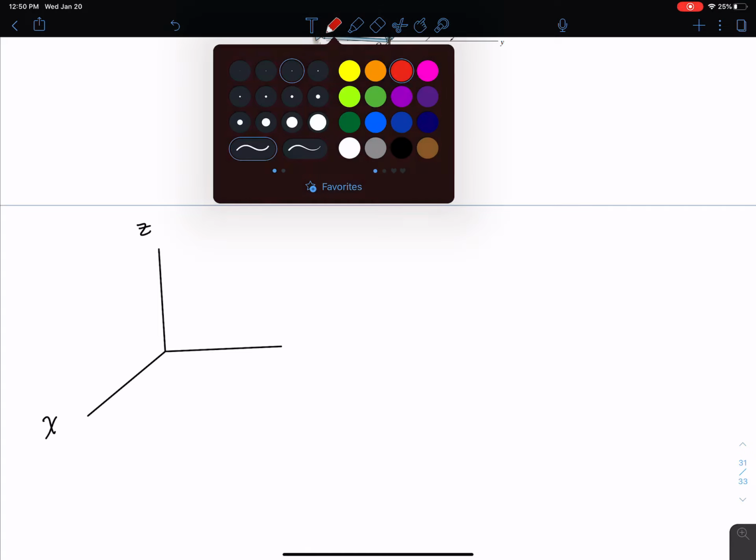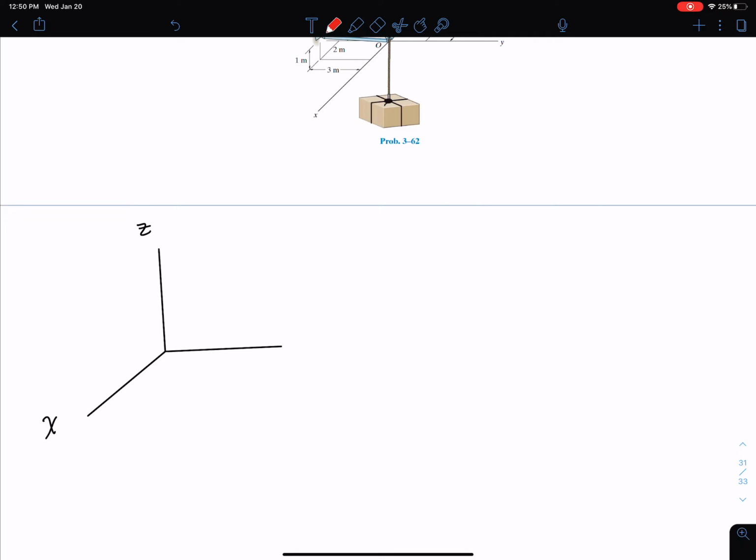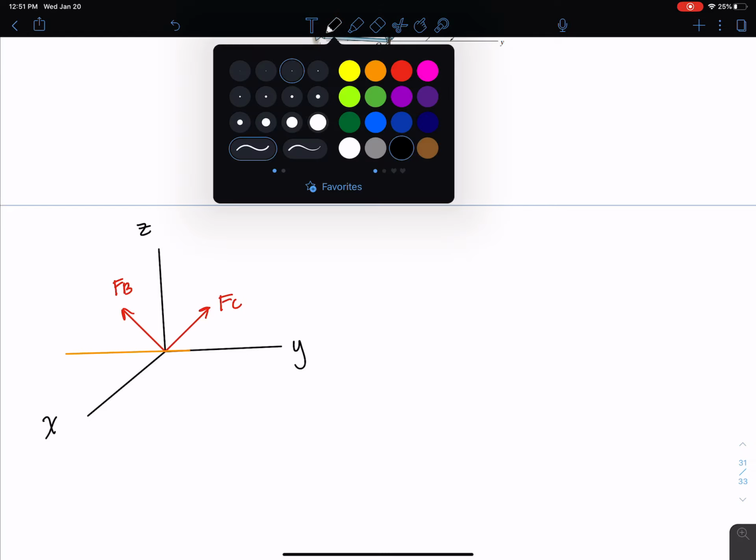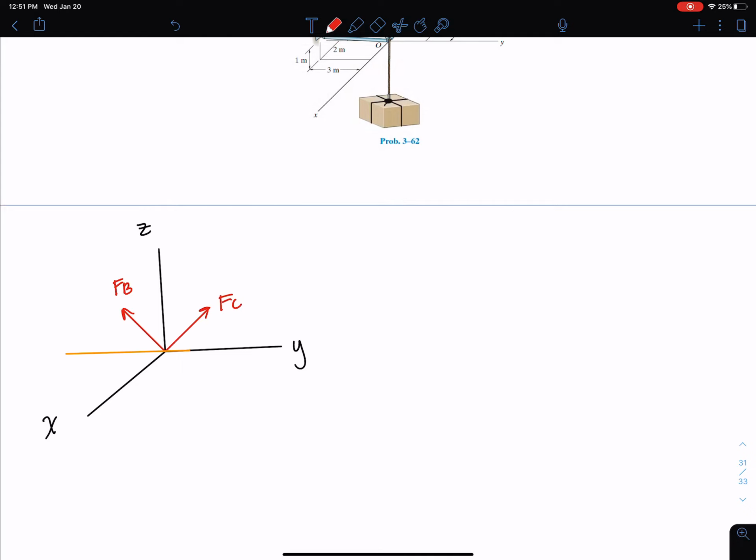So we have X, Y, and Z. Here we're going to have some force FC. We're going to have some force here FB. I'm just going to draw my negative Y. Somehow my Y got removed here. There we go. And then we have also our W, which is equal to mass times gravity, right?